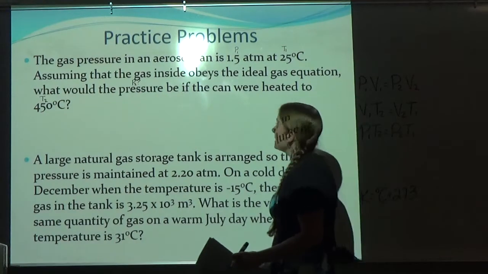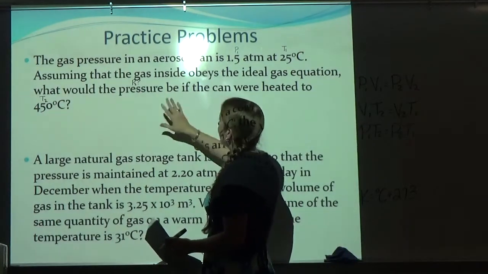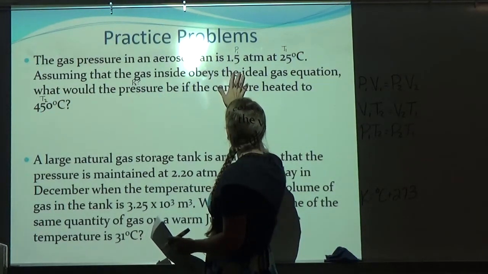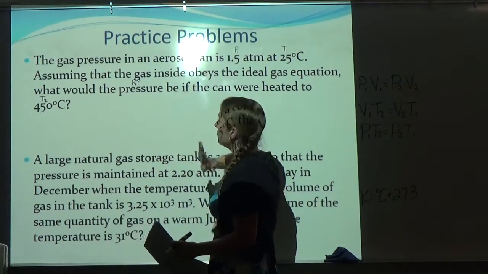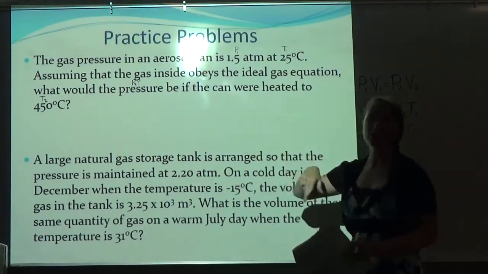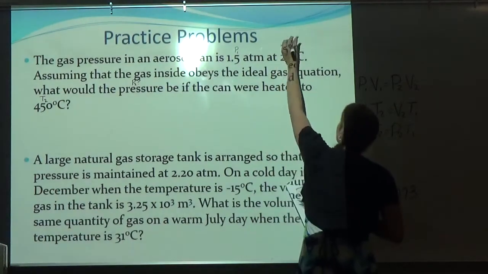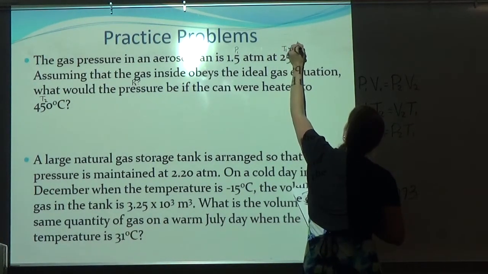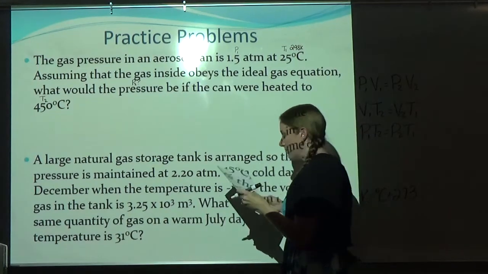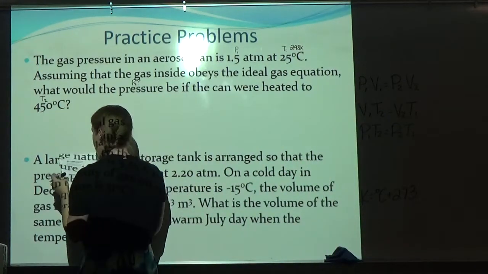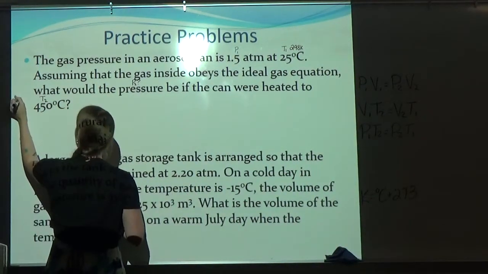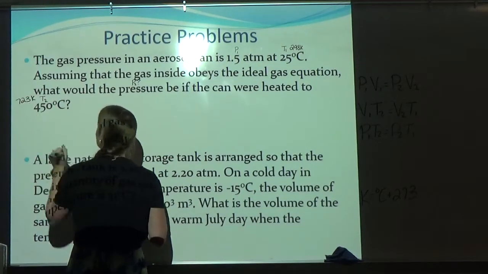All right, so let's look at this one. So I labeled all my P's and T's. My pressure is in atm, which is fine, but my temperature is in Celsius, which is not. So I need to go through and add 273. So 25 degrees Celsius becomes 298 Kelvin when I add 273. And my 450 becomes 723 Kelvin when I add 273.